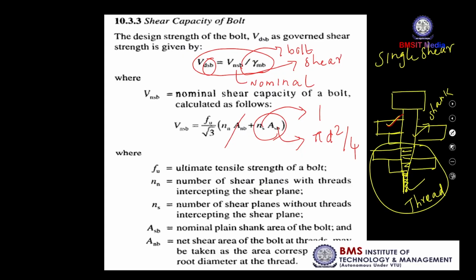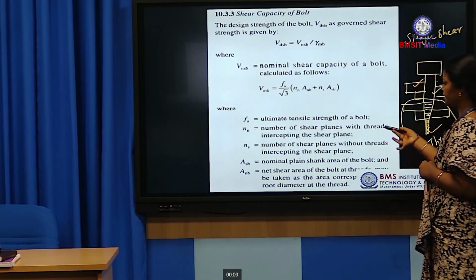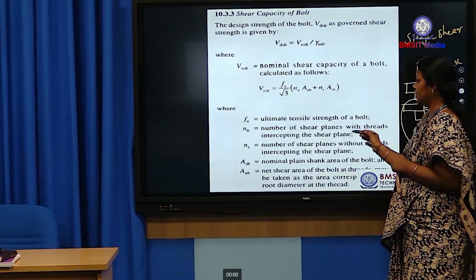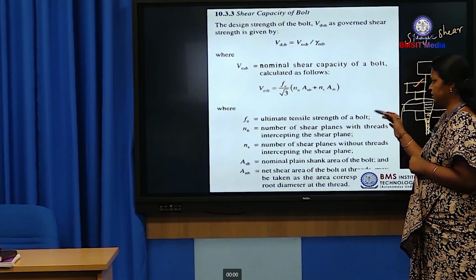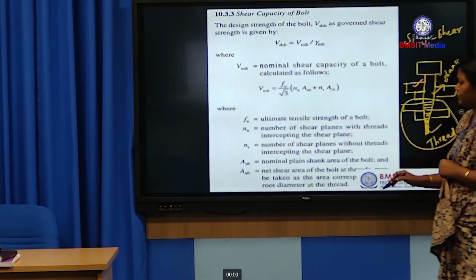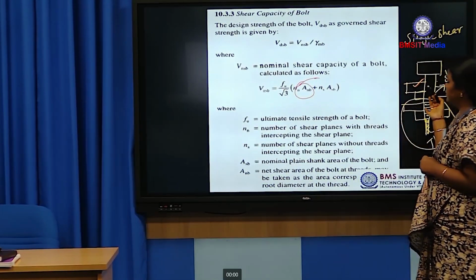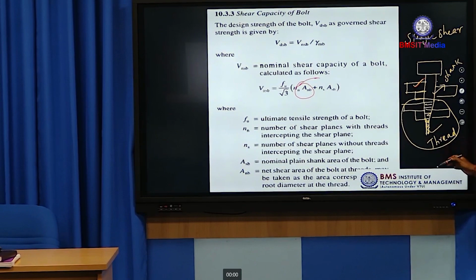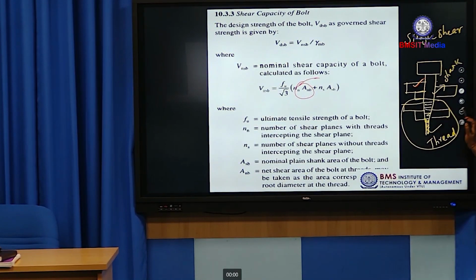So, now coming to Vnsb, the nominal shear capacity of the bolt, that is Fu divided by root 3 times (Nn Anb plus Ns Asb). We can take any one term based on the condition given in the question, otherwise we have to assume the thread portion passes through the shear plane, because compared to the shank area, the thread area is very less. This is the critical one, and we always have to consider the critical one.